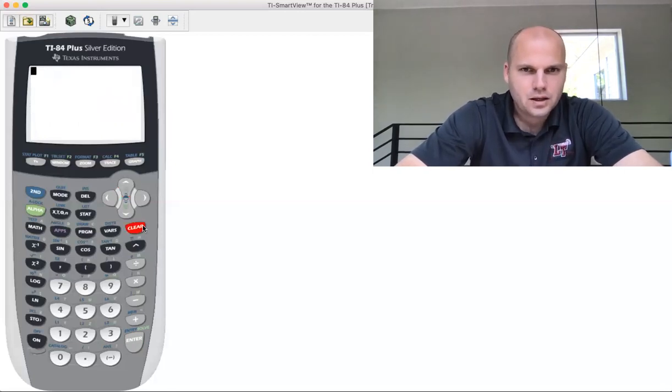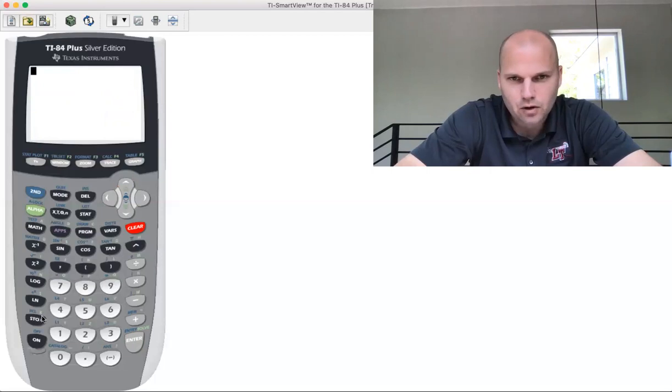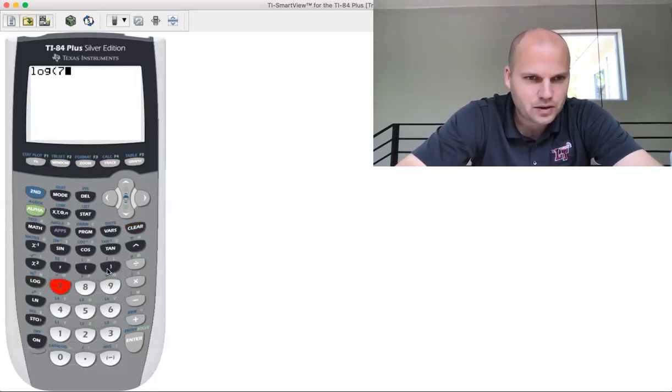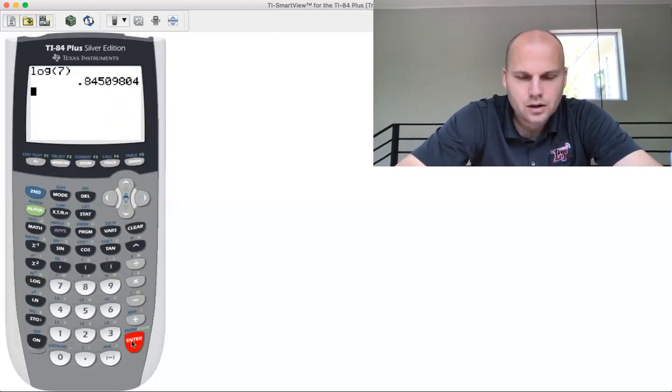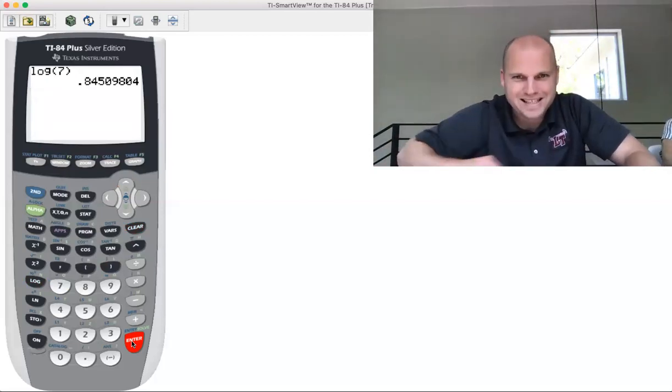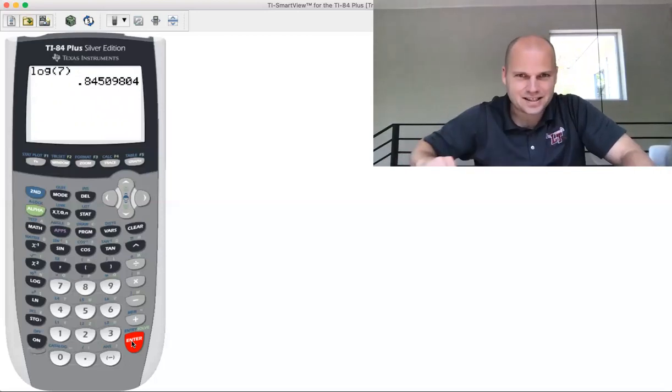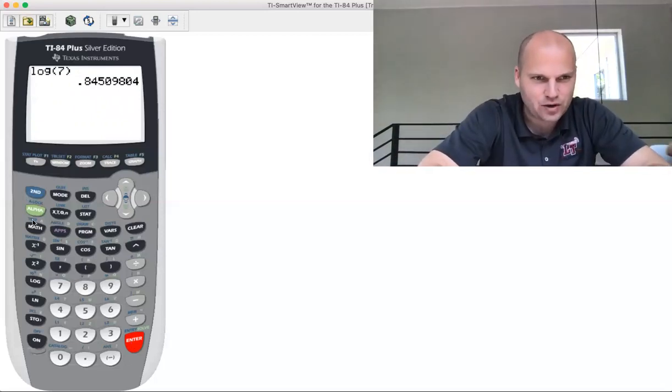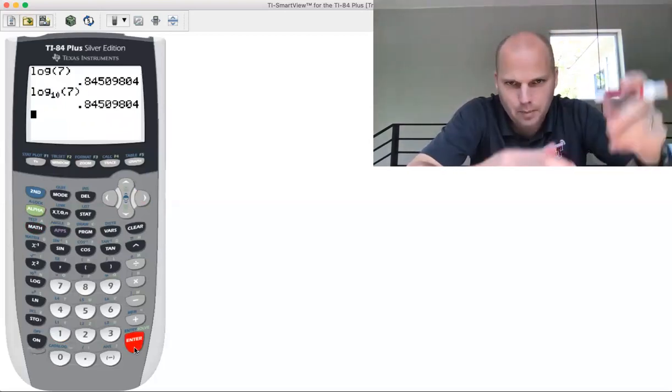But then these buttons here are also useful. Now this log, if you type in log of 7, you get this number. What is that? Log in your calculator is base 10. It doesn't write it, but watch what I do. If I go to math and I go down to A and I do log base 10 of 7, I get the same number.